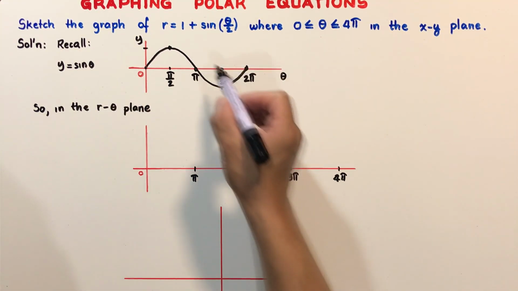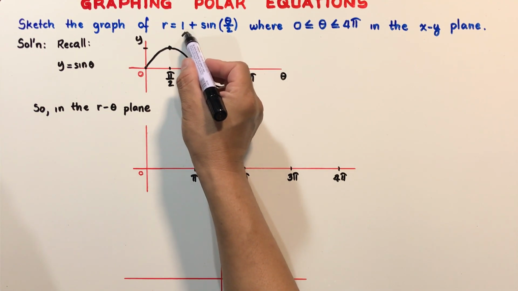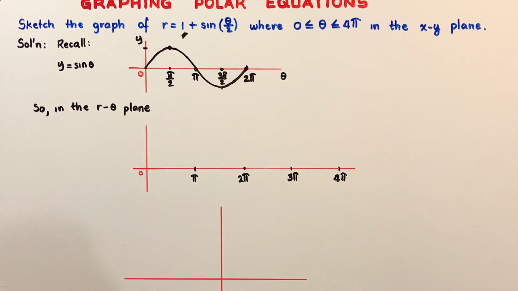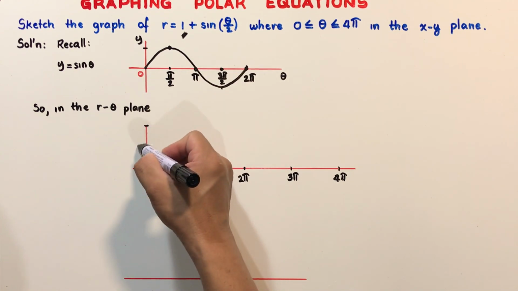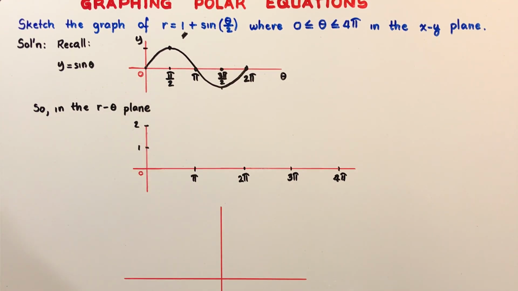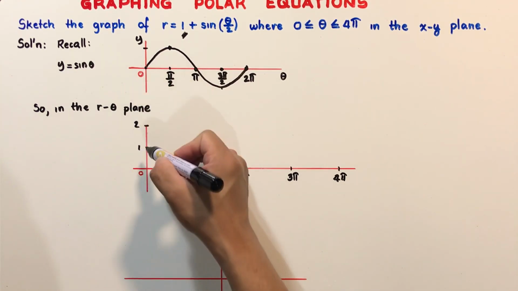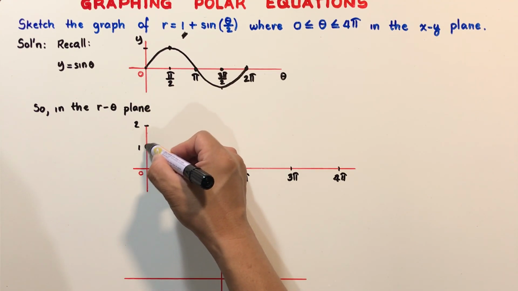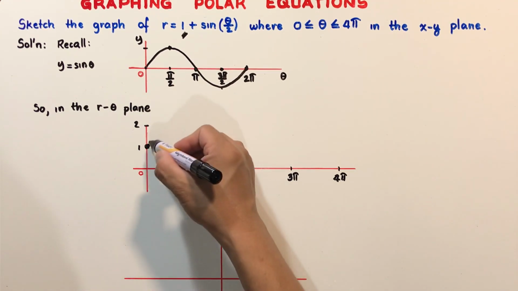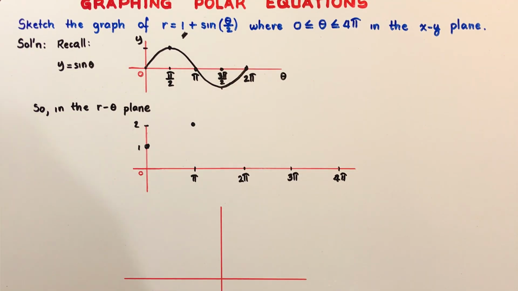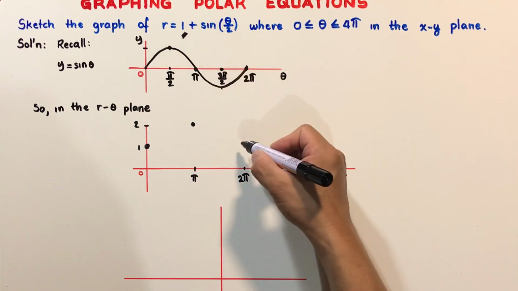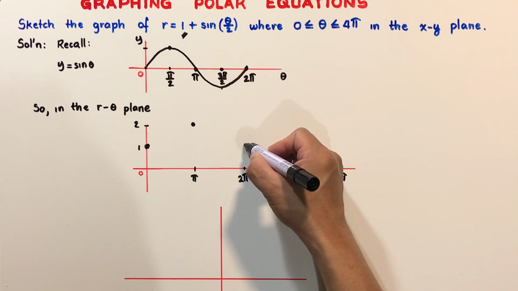But as you can see in the polar equation, there is a 1 here, which means that the graph is being translated 1 unit upward. So instead of having a 0 here, you will move 1 unit upward. So the graph will not start at 0, but starts at 1. And then it goes up here to its amplitude of 1. So following this basic graph, here it goes back to 1.